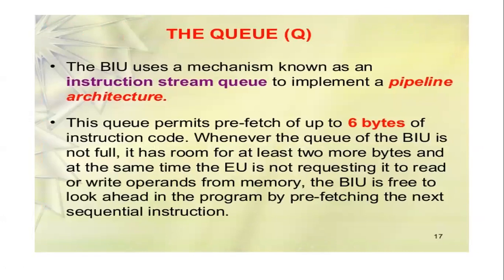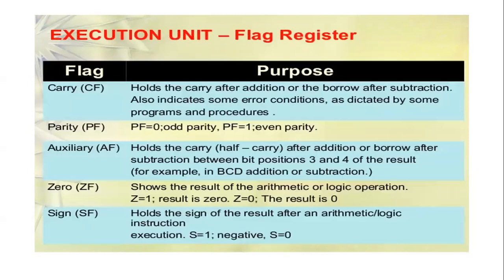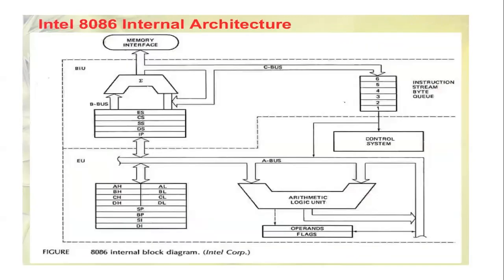In this, we have seen the features and architecture of 8086. Among the features, we have seen it is a 16-bit processor that uses 2 stages of pipelining. Next we have seen the architecture. The architecture is mainly divided into 2 parts: the bus interface unit and the execution unit.